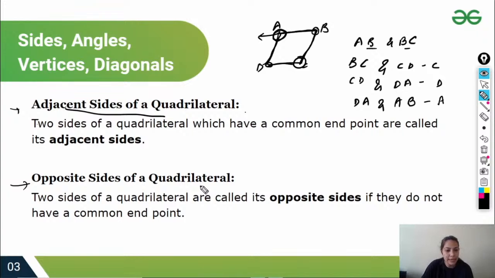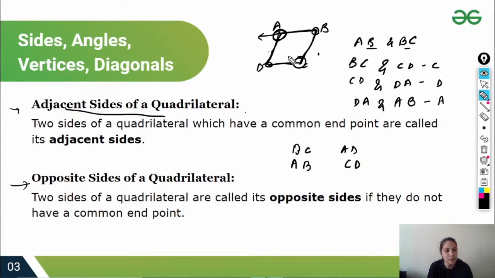Now, opposite sides of a quadrilateral. Two sides of a quadrilateral are called opposite sides if they do not have a common endpoint. Simple. For example, let me write over here, AB and CD. Is there any common point? No. Any common vertex? No. So these are called opposite sides. Similarly, BC and AD are opposite sides, because these two have no common endpoint or common vertex. So these are called opposite sides of a quadrilateral.